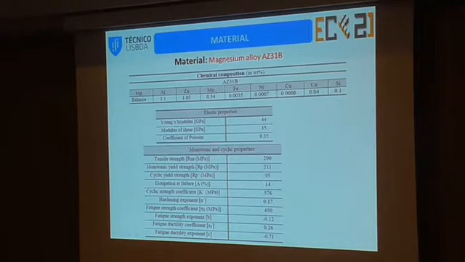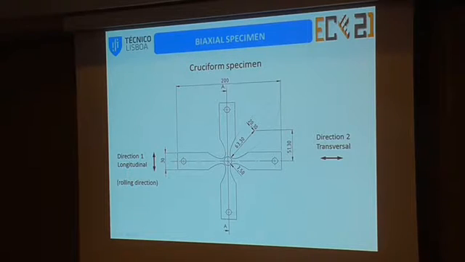Here is the material: the main mechanical properties and the composition of the material, as you can see here. Here the Young's modulus is around 45 gigapascals, and here the main monotonic mechanical properties, the tensile strength and the yield strength, around these values. Moving to the biaxial specimen, we used this geometry for the cruciform specimen.